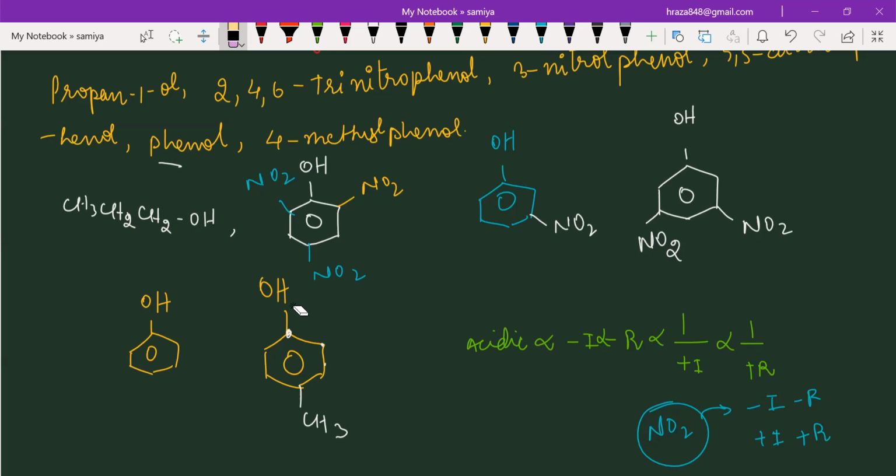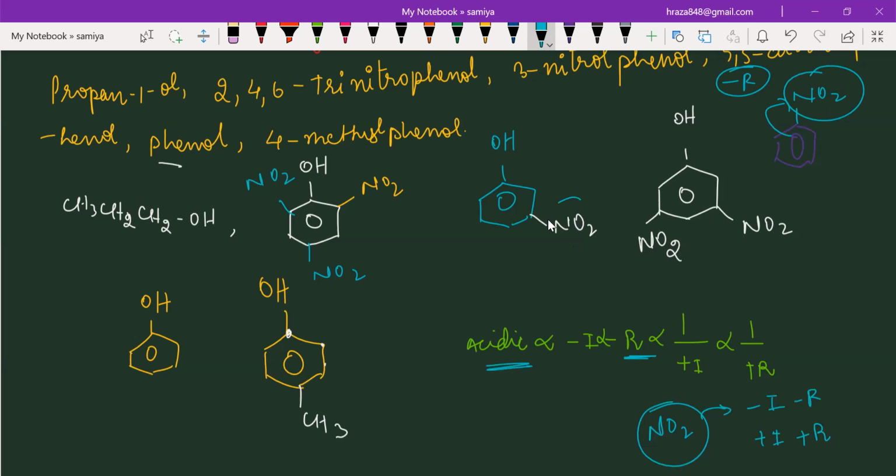Aman, can you tell me what its nature is? In the previous question, I showed this diagram of resonance, and I told you that this bond will be like this. That means NO2 is minus R. Yes or no? Yes, sir. So acidic character is directly proportional to minus R.